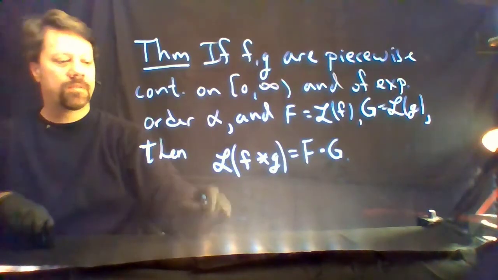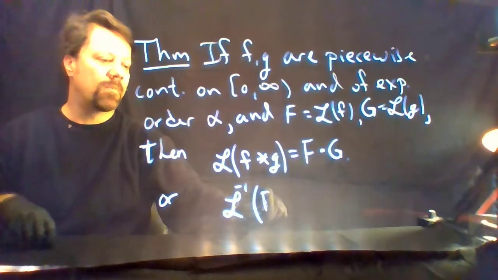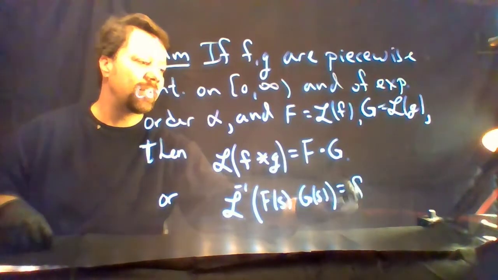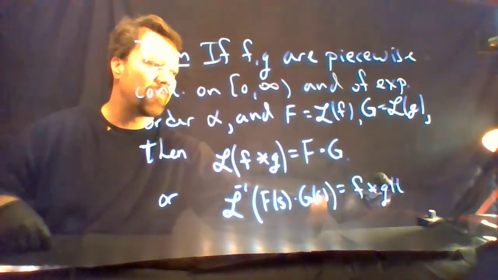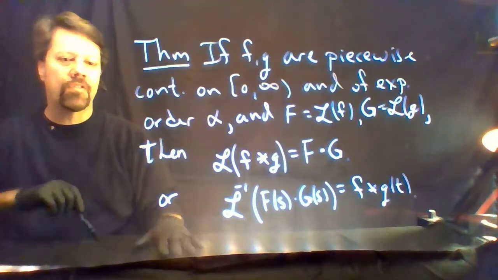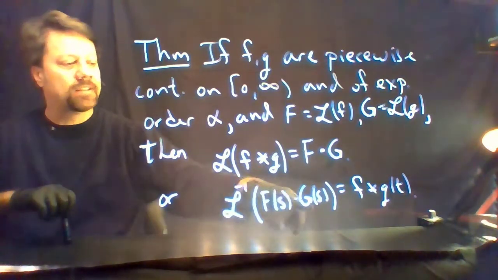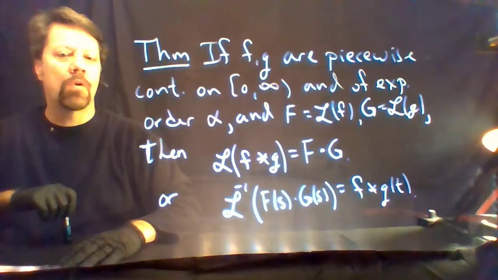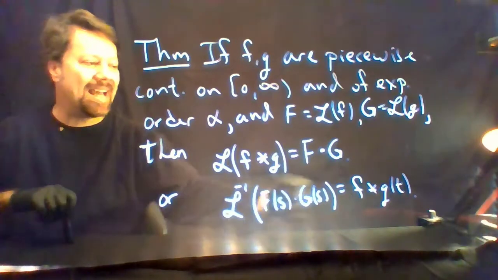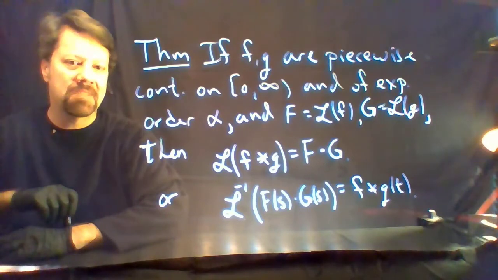Or in other words, the inverse Laplace transform of F of s times G of s is f convolved with g of t. That is, if you see, in the process of solving a differential equation using Laplace transforms, the product of two things that you know the Laplace transform of, when it comes time to take the inverse Laplace transform, what you get is the convolution of the functions little f and little g.